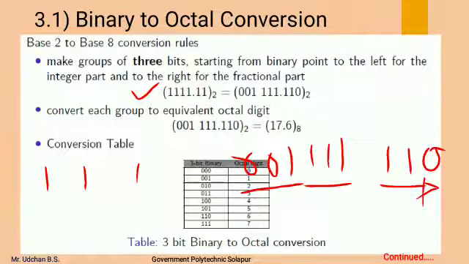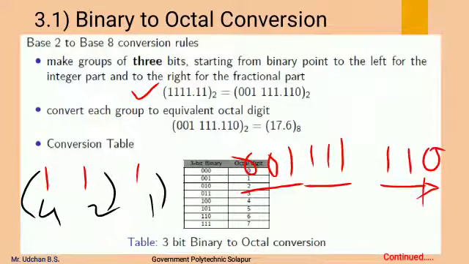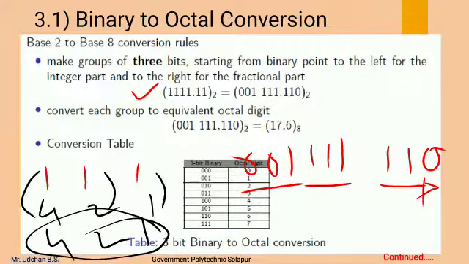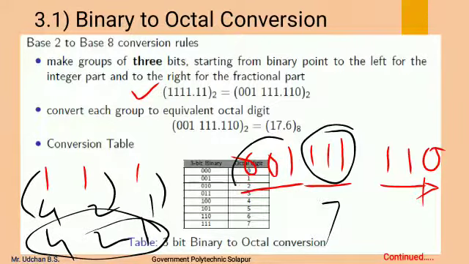In that we will write again the positional weights, that is 4 2 1. This 4 is multiplied with 1, this 2 is multiplied with 1, and this 1 is multiplied with 1. So we will get 4 into 1 is 4, 2 into 1 is 2, 1 into 1 is 1. We are going to add all these terms, that will give you 7. This group will give you 7 and this group will give you 1.